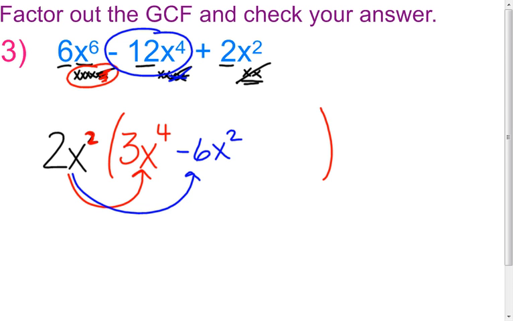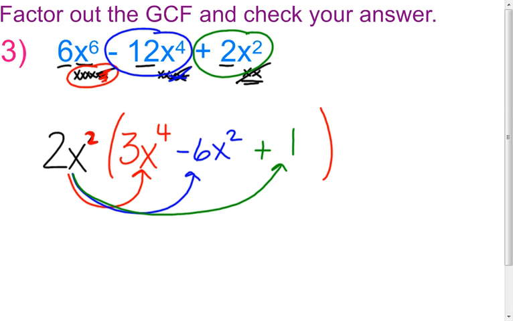Okay, and now I need to figure out 2x squared times what am I going to put right here to give me positive 2x squared. 2x squared times what gives me positive 2x squared, and that would be a positive 1. Okay, and that's how I will get that. Don't forget to put the 1 there.